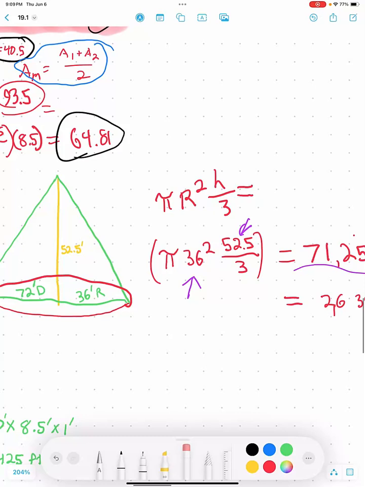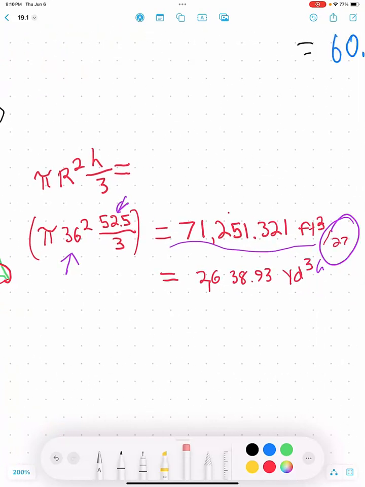The formula for volume there is relatively simple: pi r squared times h over 3. So pi times 36 squared times 52.5 divided by 3. Came up with roughly that number.